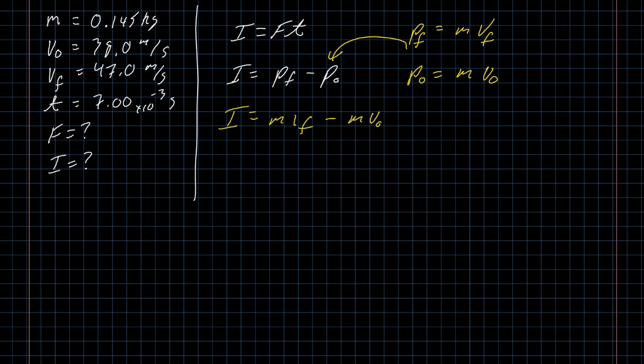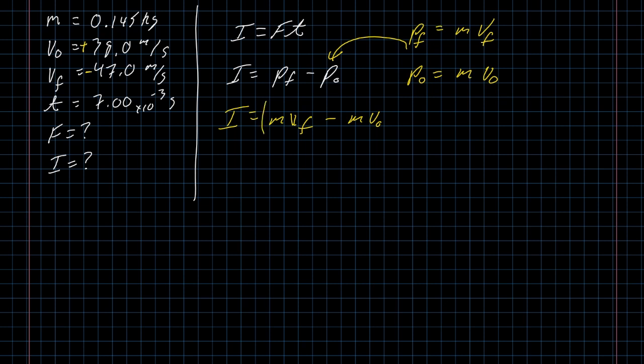And that comes into play here because our initial velocity was coming towards us and our final velocity was going away from us. The velocities are going in different directions. We have to call one of those directions positive and the other one negative.